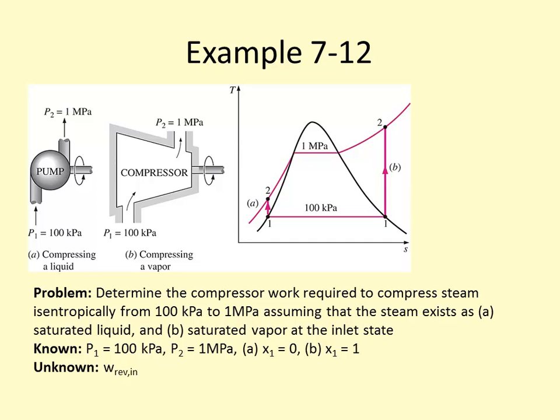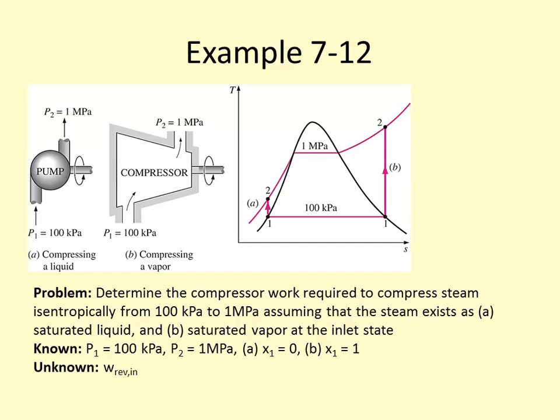And if we're making that incompressible assumption, then the reversible work in is equal to V times P2 minus P1. Now, I left off the negative sign because I'm explicitly saying that this is the reversible work into the system. So I don't need a negative sign. If it's reversible work out, then I would put the negative sign.